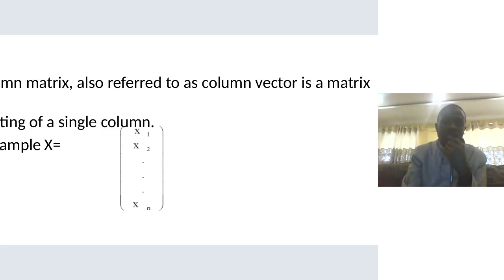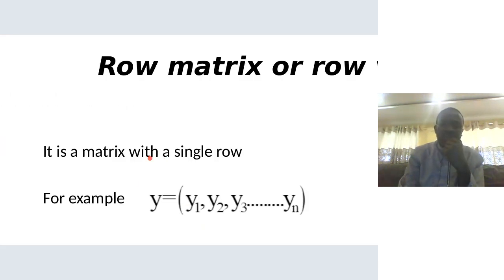Then we have a row matrix, the other matrix. Now for a row matrix, like that matrix Y, we have just one row, but different columns.